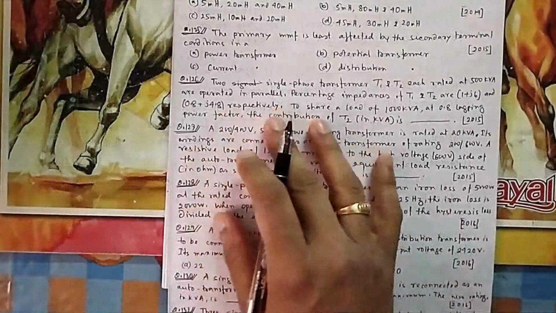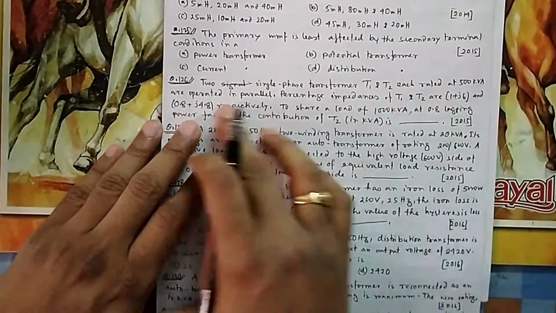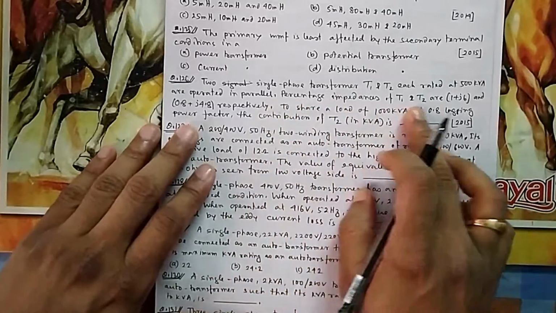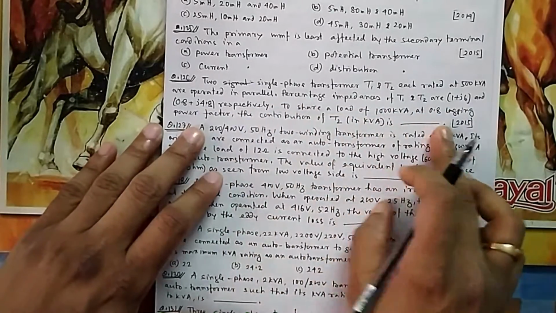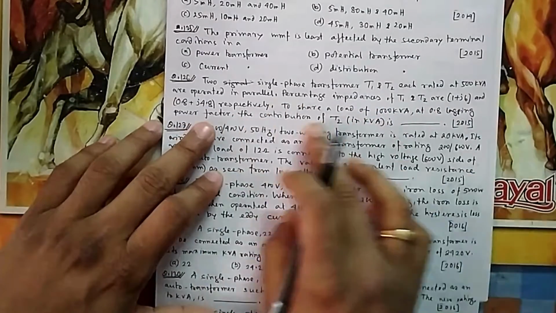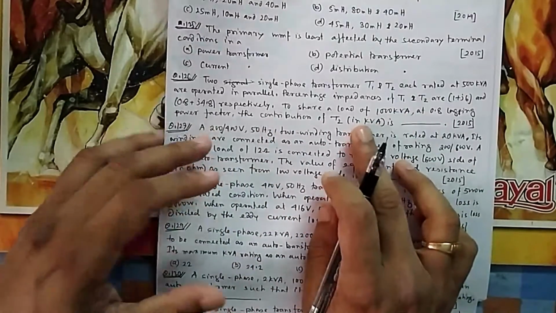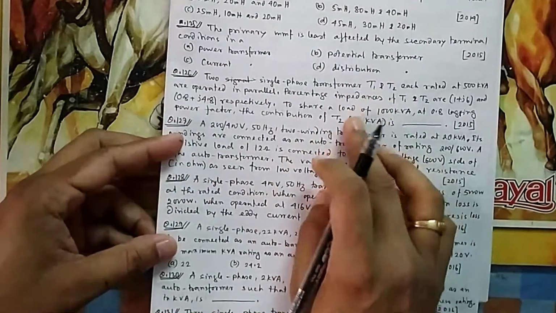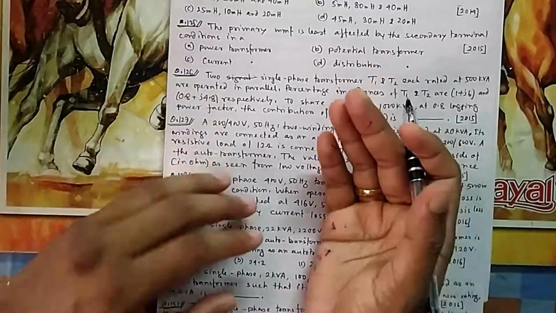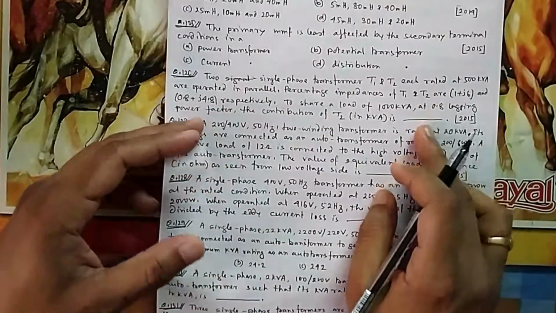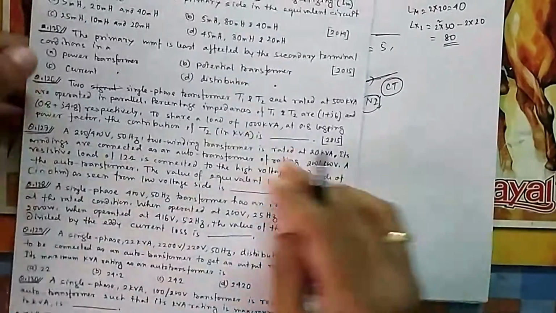Now if you come to 126, two single phase transformers T1, T2 each rated of these are connected in parallel. The percentage impedances are given. To share a load of these 0.8 power factor 100 kVA, the contribution of T2. So this one we have already seen. It is just like current division. It is divided in the reverse ratio of their impedances. So they are asking for T2.